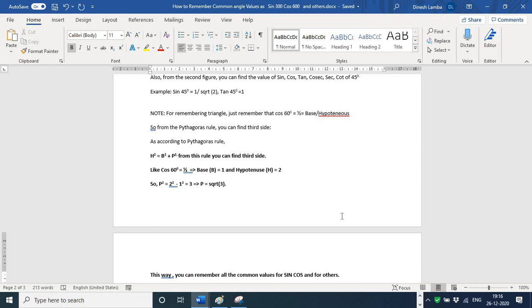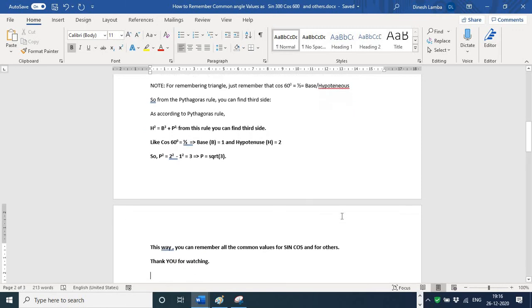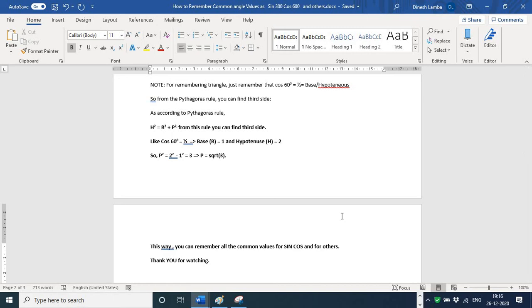And you already know that cos 60 is equal to 1 upon 2, that is base will be 1 and hypotenuse 2. So you can find the third side, perpendicular: P square will be 2 square minus 1 square, which will equal 3. So perpendicular will be square root 3. So in this way you can remember both triangles, just by remembering the value for cos 60.